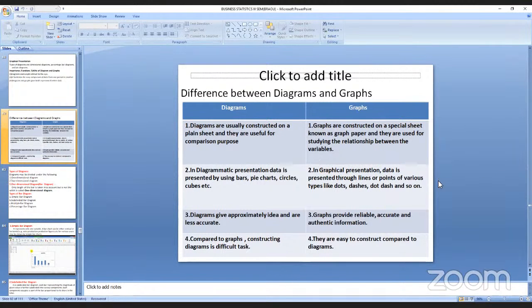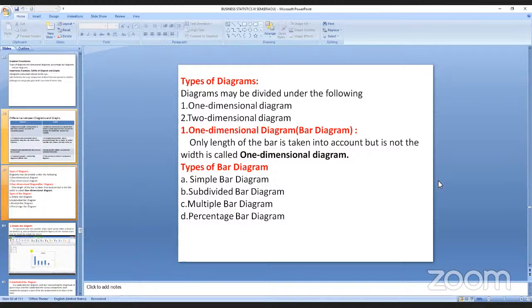Finish? Yes, ma'am. Over, ma'am. Now, types of diagrams. It's a long answer. You must give the explanation. That is in the first unit only.